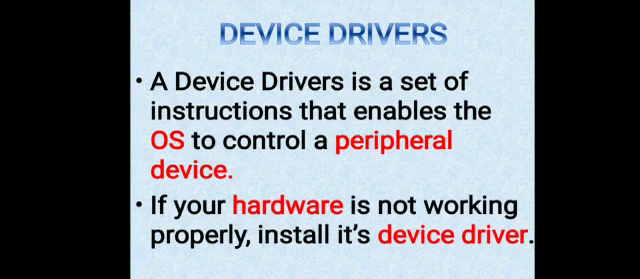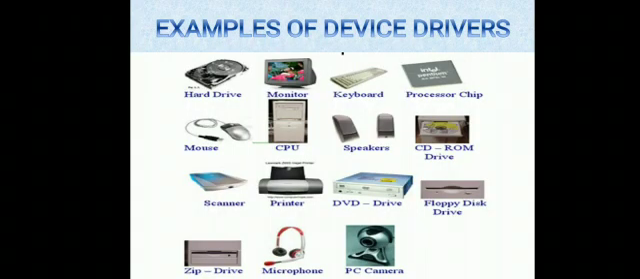Okay, and if your hardware is not working properly, install its device driver. If sometimes the hardware is not working, means what we have to do? Install a device driver. Okay, then we see some examples of device driver, that is hard drive, monitor, keyboard, processing chip, mouse, CPU, speaker, CD-ROM, scanner, printer, DVD drive, floppy disk drive, zip drive, microphone, PC camera. So these are all some examples of device driver.